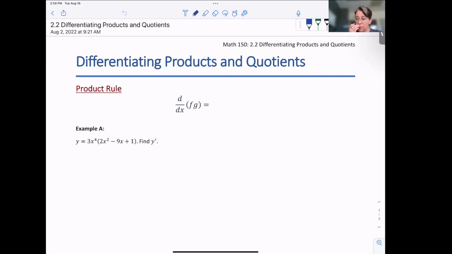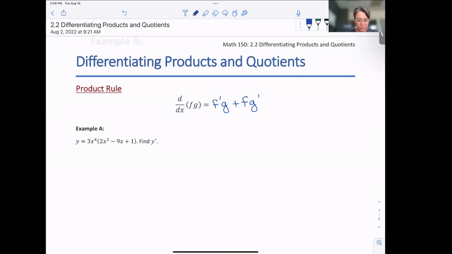If you think of it as keeping them in the same order, we can take the derivative of the first function times the second, plus the first function times the derivative of the second. So be sure that you have that addition in between.